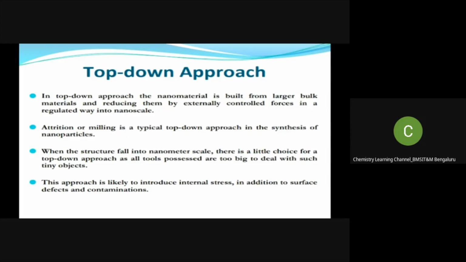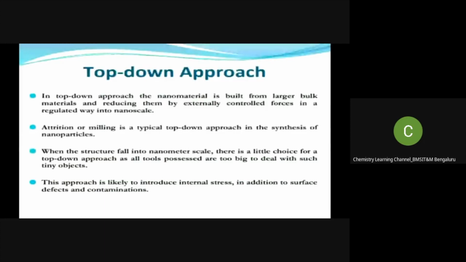As we use larger or bigger tools, the size and shape of the nanomaterials cannot be controlled by us to a large extent, because as we use larger objects on smaller particles, there is a lot of internal stress created within the nanoparticle, which leads to surface defects and contamination. In this approach, there is no control over the process for the formation of nanoparticles. So this is not much suitable for the synthesis of nanoparticles.